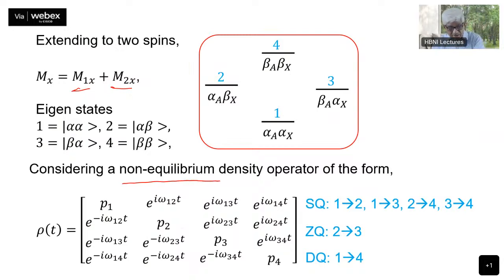Because the off-diagonal elements are non-zero. I have the populations P1, P2, P3, P4, and all the off-diagonal elements are considered as non-zero. Okay, so now I have to calculate the trace. I want to measure the X magnetization. X magnetization is now the sum of contributions from the spin 1 and spin 2.